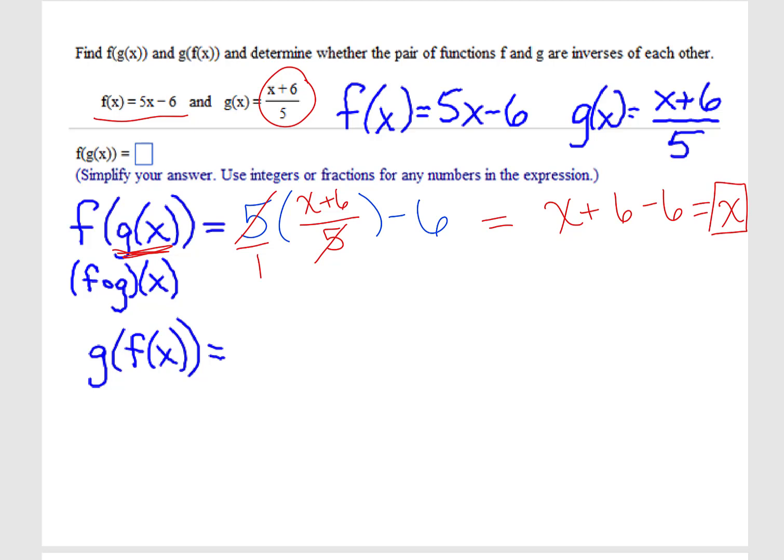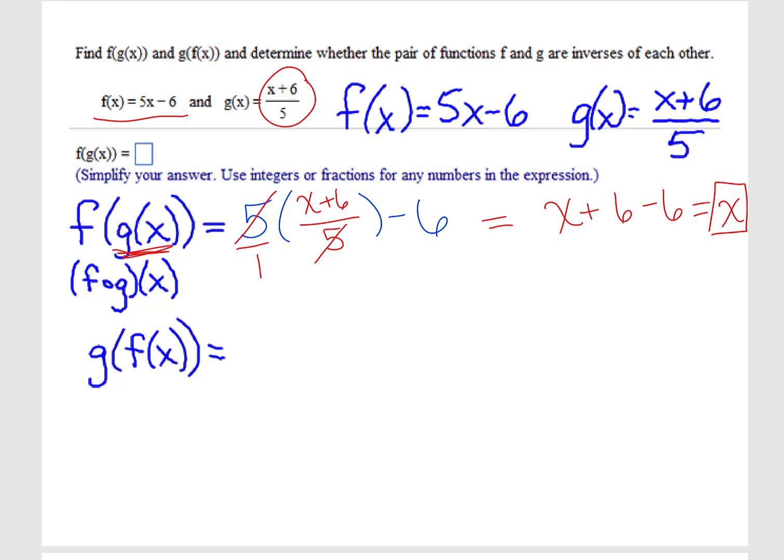Okay, so let's say that I did not get x right there. I could stop. I would check my math to make sure the answer I got truly was correct. But if I don't get x there, then it doesn't matter if I get x for the second one. They cannot be inverse functions if I do not get both equal to x when I find f of g of x and g of f of x.